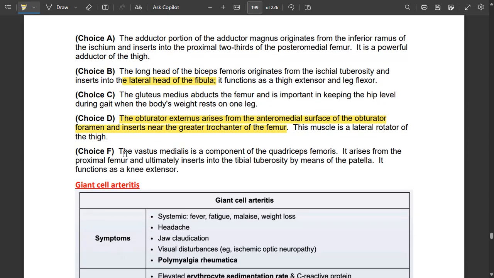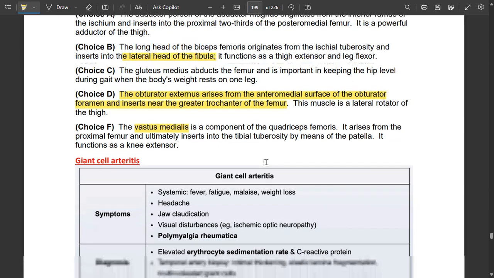The vastus medialis is a component of the quadriceps femoris. It arises from the proximal femur and ultimately inserts into the tibial tuberosity by means of the patella. So vastus medialis is a component of the quadriceps femoris, so it helps in extension, inserting into the tibial tuberosity by means of the patella.